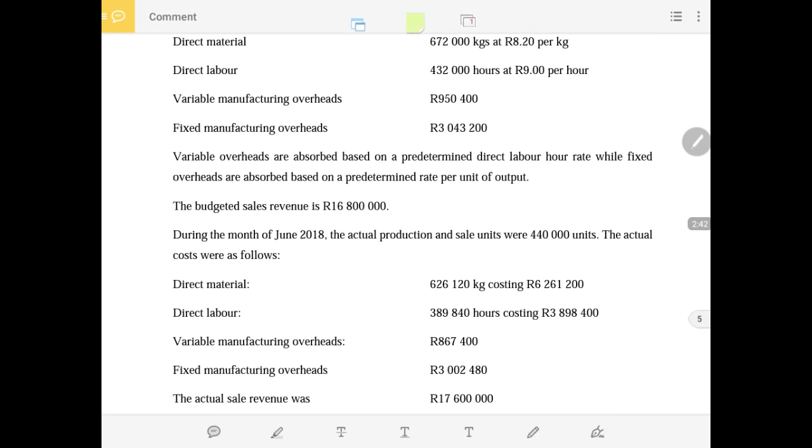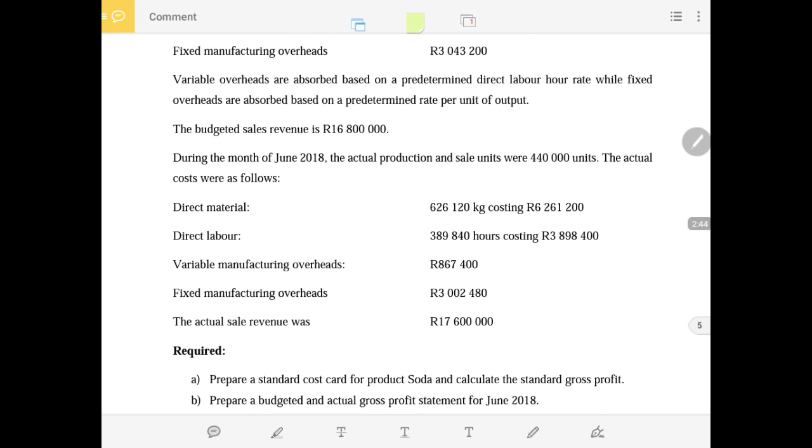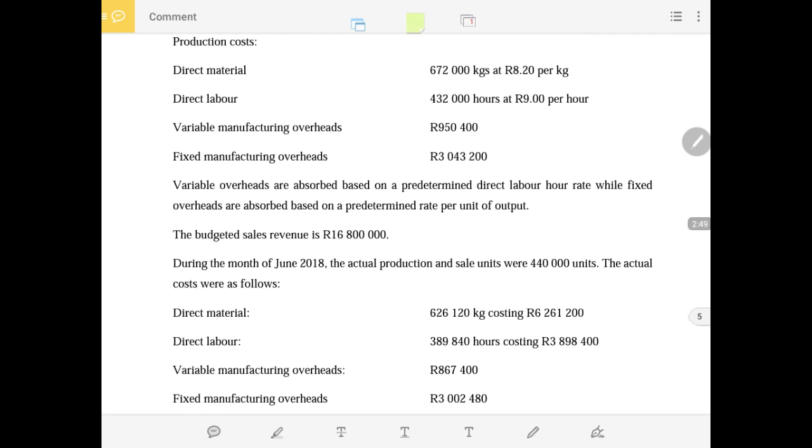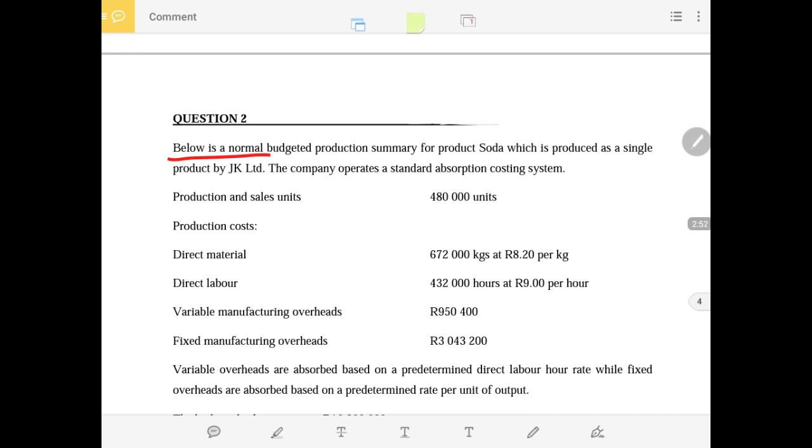Now let me just scroll and look for some things here at the bottom that are very crucial. Okay. Then this is the product produced by JKL Ltd. The company operates a standard absorption costing system. Very important to know which system our income statements are compiled under, which system the company is using, because there are two, which is the standard absorption costing system and the marginal costing system.